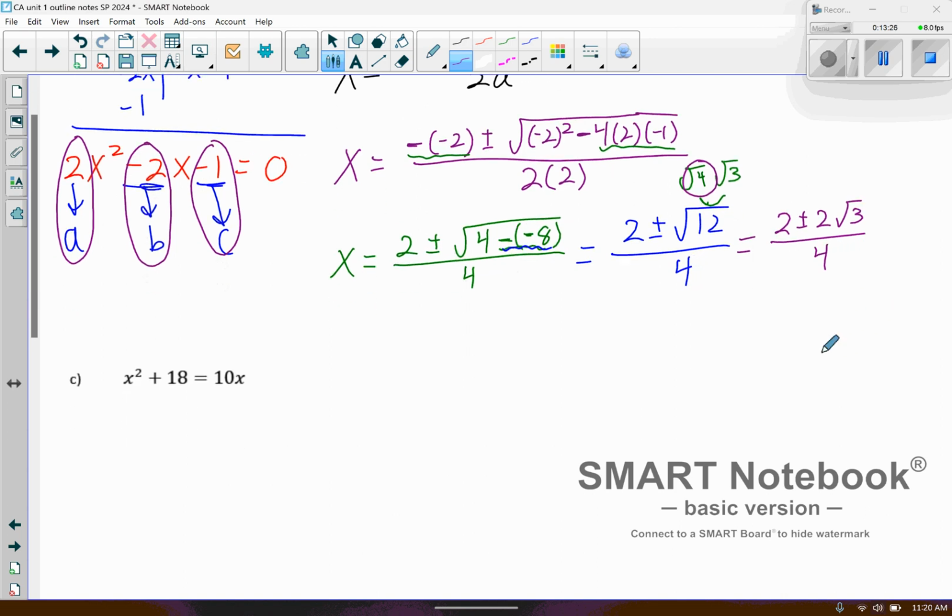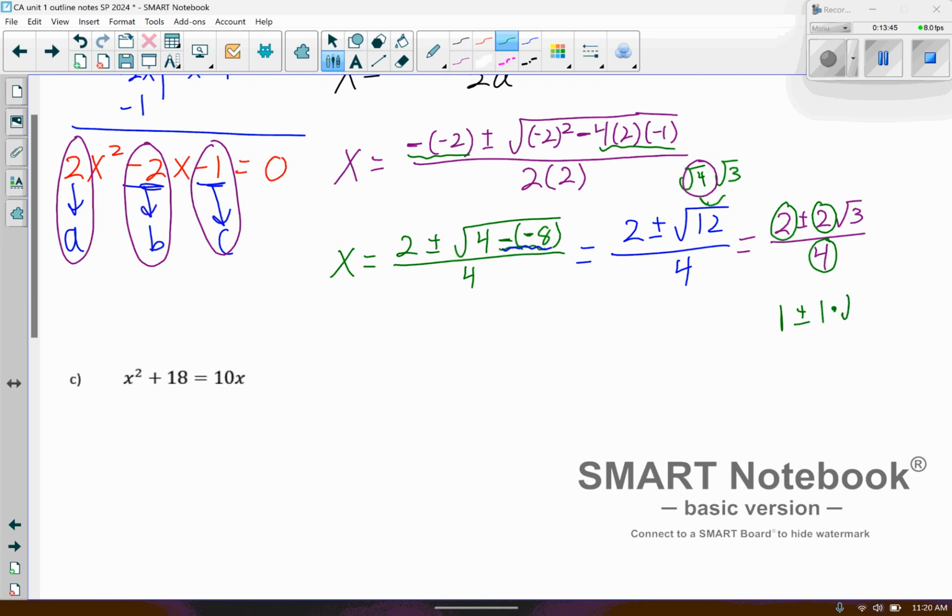Okay, and then once again, you really just need to focus on these 3 numbers here. Are they all divisible by the same value? Can they all reduce by the same value? And in this case, yes, again, they can all be divisible by 2. So 2 divided by 2 is 1, plus or minus 2 divided by 2 is 1.